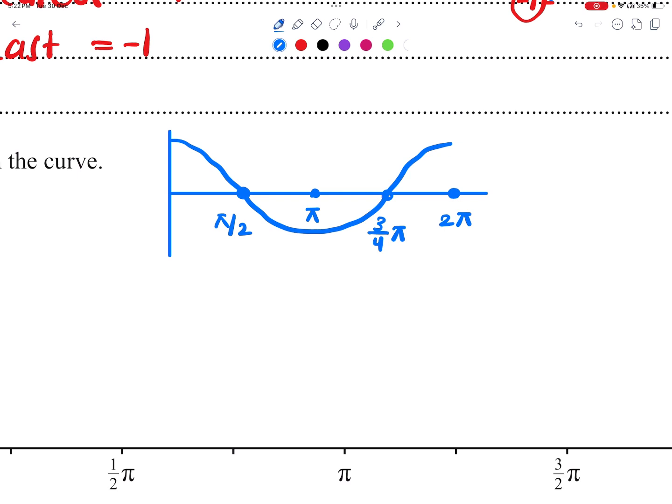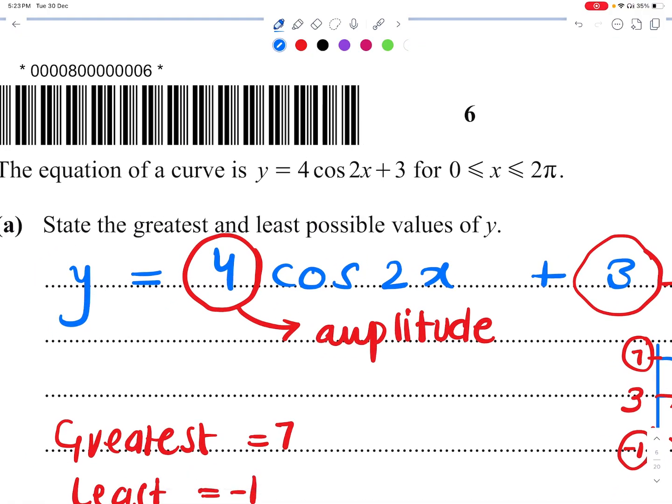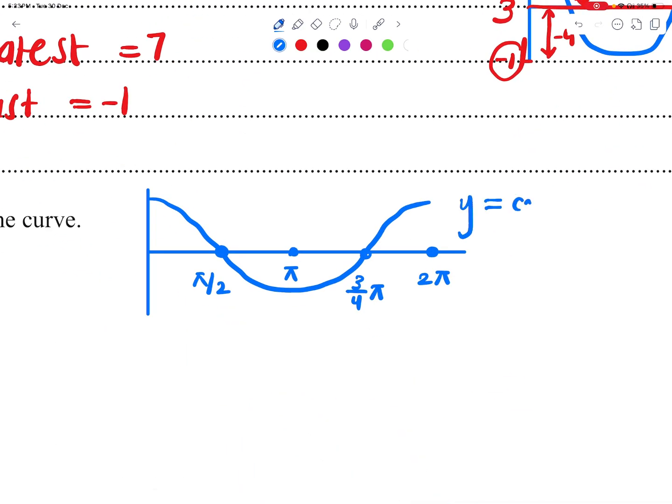Now, basically, what you need to understand over here is the fact that the question that we are having has a different equation. It says cos 2x, and the graph that I have drawn over here is for y is equal to cos x. Obviously, our question also has other complications like 4 cos 2x plus 3, but the main difference over here is this and this.